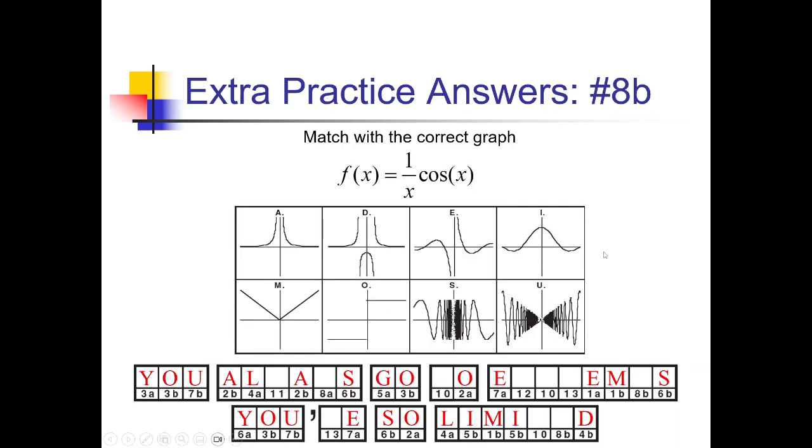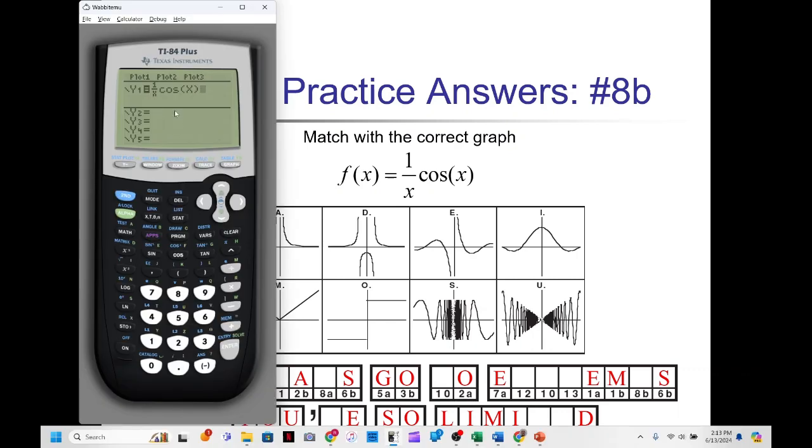Just to round things out, we've got now 1 over x times the cosine of x. Let's see how different that is than the sine version of it. So there's my y equals with that function. Let's do zoom 7, zoom trig, and see if that gives us a good enough picture. So based on the answer choices, I think that this most closely resembles E. Honestly, the only one we haven't picked yet, right?